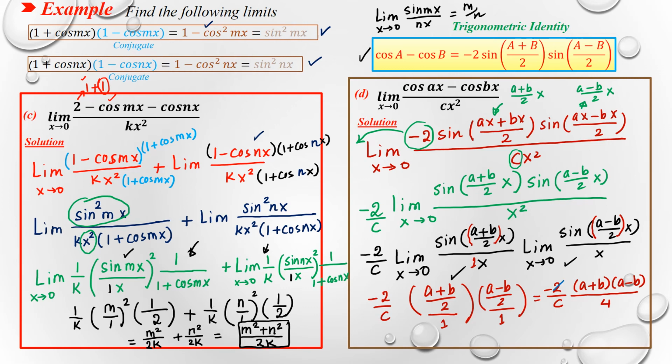Now you can simplify. Divide by 2, negative 1, divide by 2 equals 2. And remember that a plus b times a minus b equals the difference between two squares, which is a squared minus b squared. So we have minus 1 multiplied by a squared minus b squared divided by 2c. And the final answer, when you enter the negative 1 inside the bracket, you will get b squared minus a squared divided by 2c. So this is the final answer of our limit.